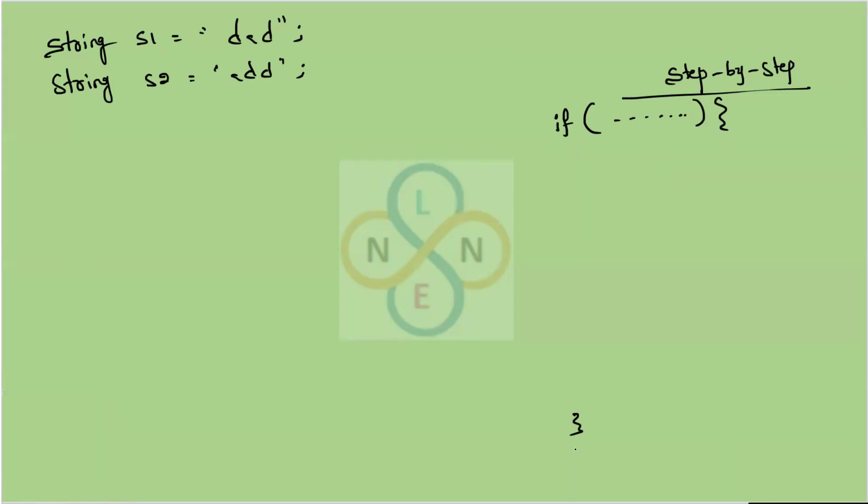But in the else case, if the lengths are not the same, here we can conclude that they are not anagrams. So here is the conclusion: not anagrams. But if the lengths are the same, we can't simply conclude they are anagrams. What is the next step to check?